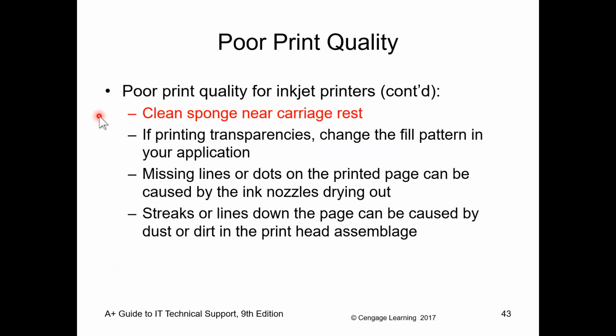Inkjet printers have a sponge that wipes off the print head near the cartridge rest. That can get saturated with ink if it's an older printer. It's water-based ink, so you can literally get a wet sponge and keep dabbing it on the sponge that's built into the printer until you get most of that ink out of it.